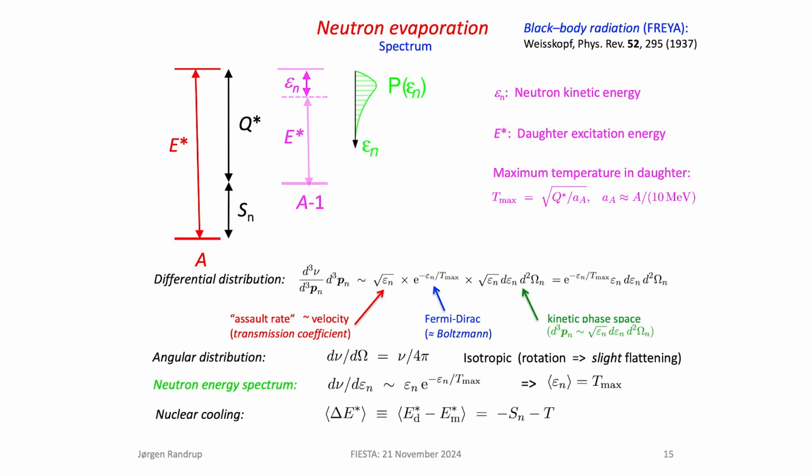So it's obviously isotropic. Generally speaking, these neutrons evaporate in an isotropic way. There is a small effect. If you rotate, it flattens a little bit, but it's not very big. And the spectrum I mentioned is an energy times the exponential. And then also the cooling, we mentioned every time you emit a neutron, the average excitation energy goes down by the separation energy, and the temperature in the system. Like the average of the kinetic energy here is the temperature. So let us see then.